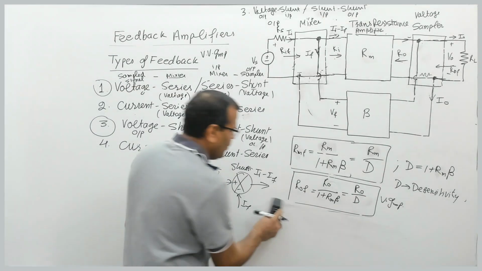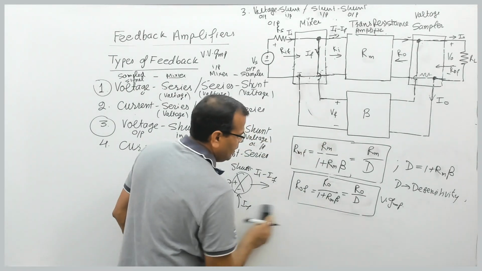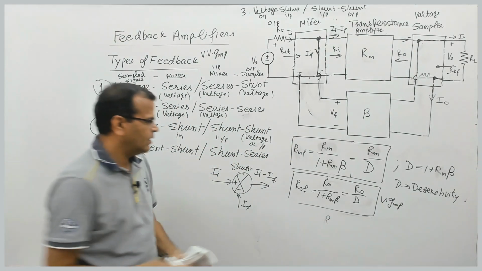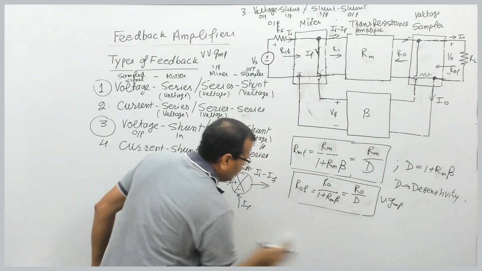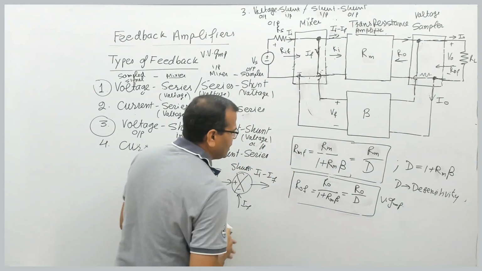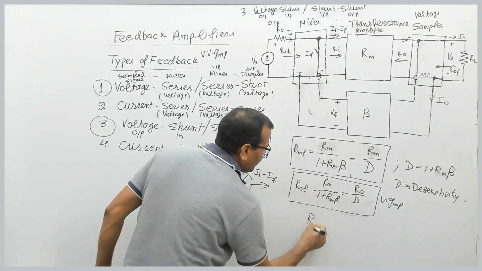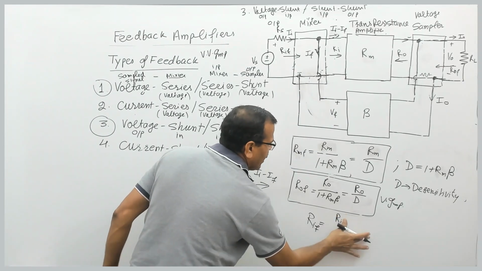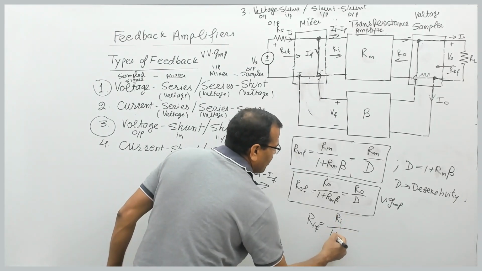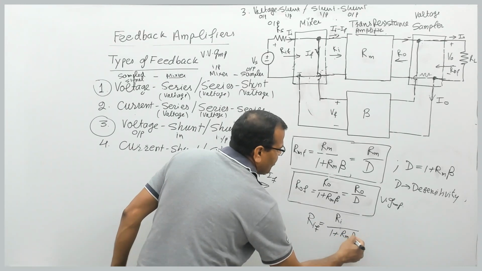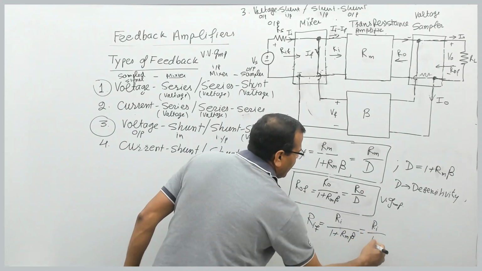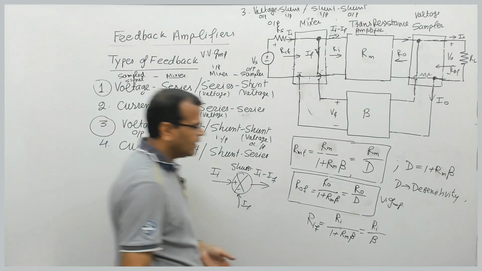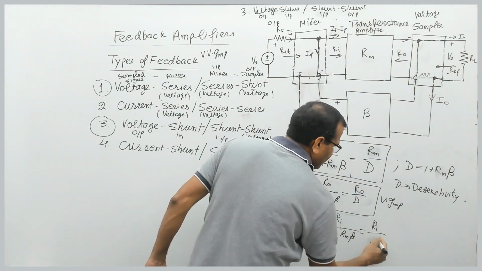Fine. So input resistance must be decreasing here. One moment. So increase, why? Because it is shunt mixing, and in shunt mixing, input resistance with feedback decreases: Ri by 1 plus Rm into beta, or that is Ri by D. I hope the concept is clear. Not beta, that's D. This is D. Fine.